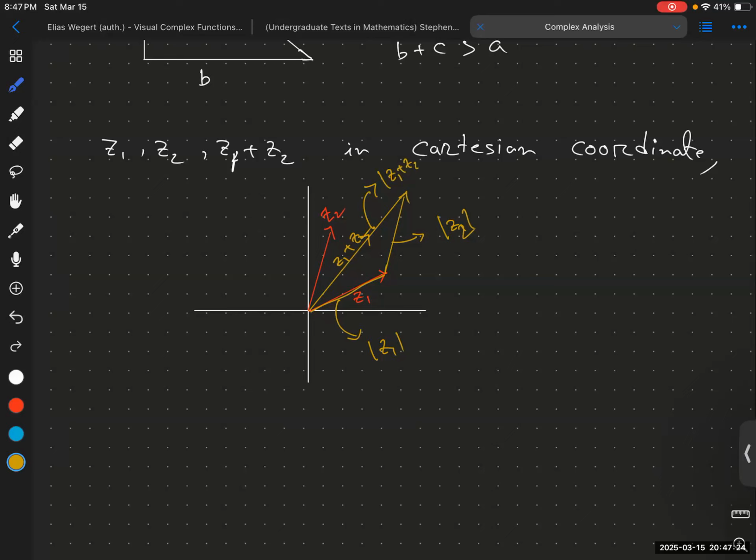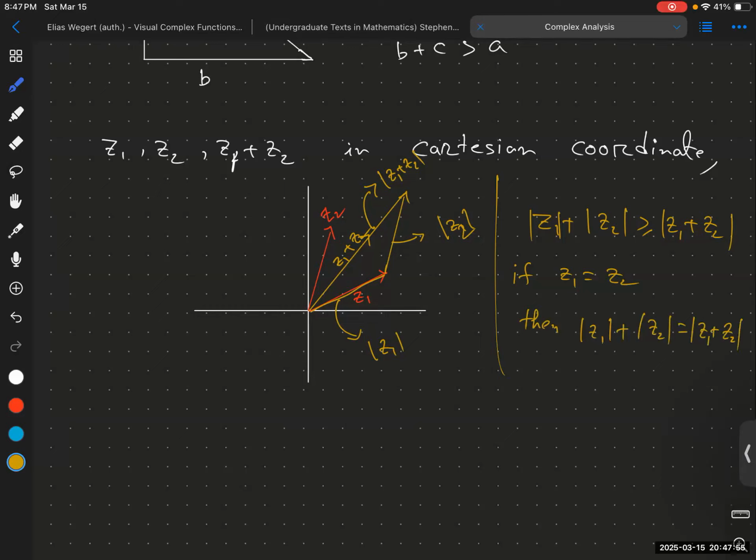So again from here we can say that, obviously, the modulus of z1 plus the modulus of z2 is going to be greater than or equal to the modulus of z1 plus z2. The equality holds if z1 and z2 are exactly the same numbers. That is, if z1 is equal to z2, then |z1 + z2| is equal to |z1| + |z2|. So the equality holds only for this case.